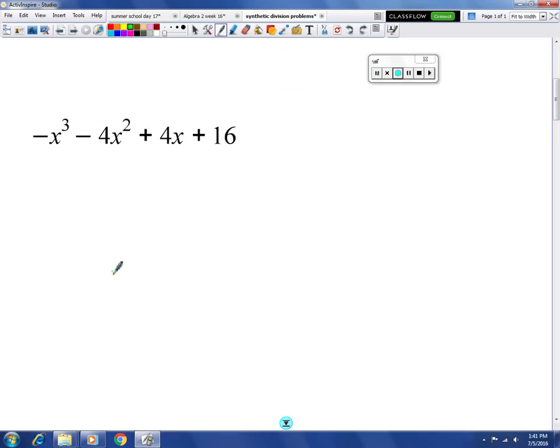Alright, so this time it's a cubic, but we start with a negative. So let's start with our potential roots. Alright, 16, potential.